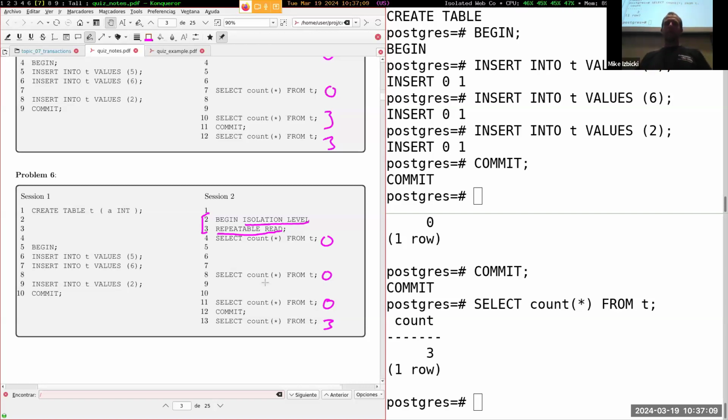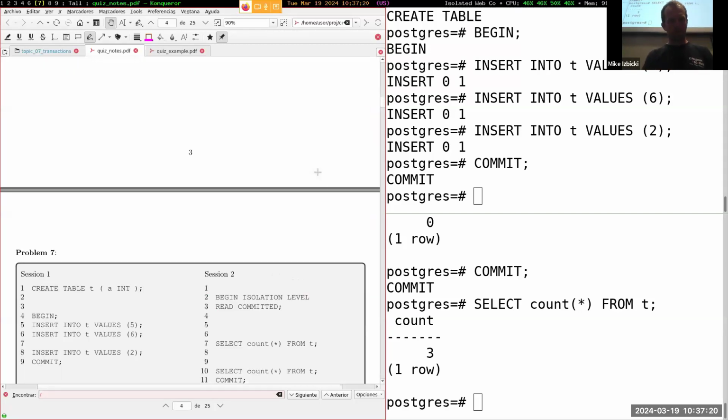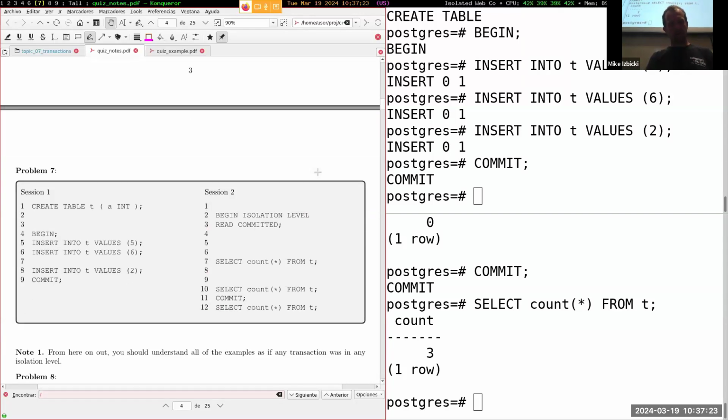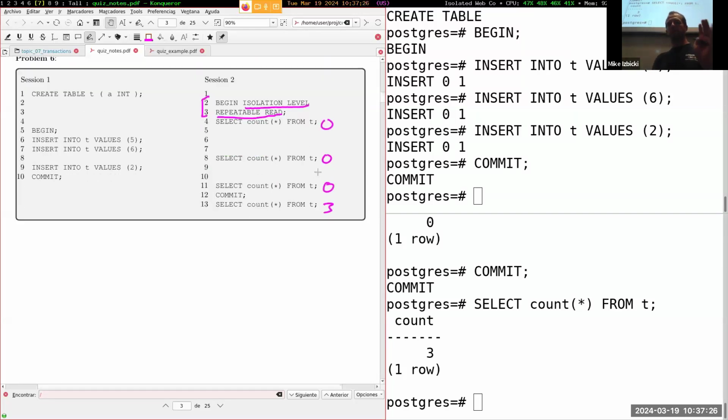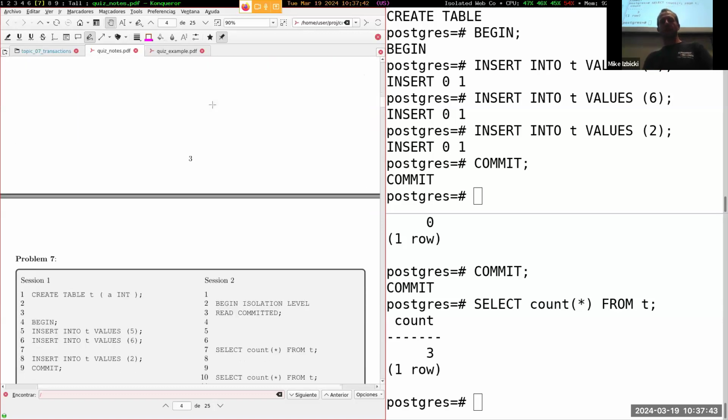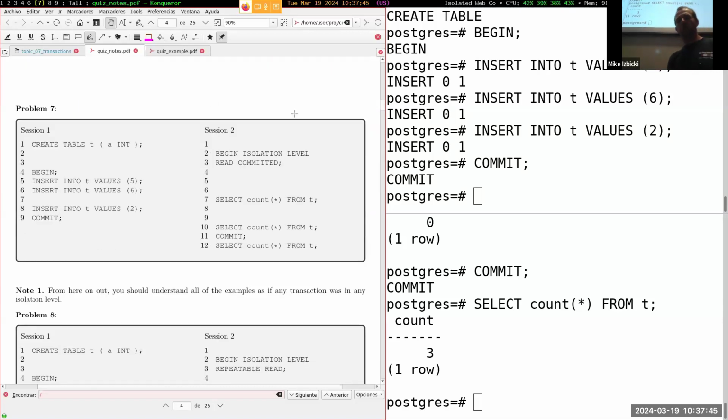This is a great question. The question is, does this isolation level guarantee that you get the results from when the transaction started? The answer is no, and we'll see that here in problem 7. The isolation level repeatable read does not guarantee that you get the same results for your select queries as when you started this transaction. So let's go ahead and do problem 7, and then I'll come back for questions so that you can see the answer to this question here.